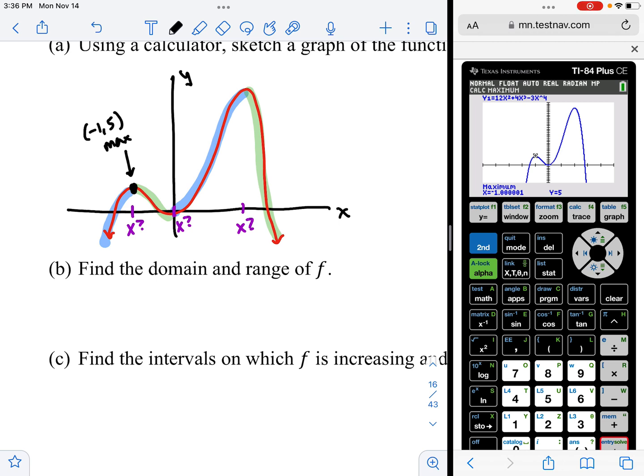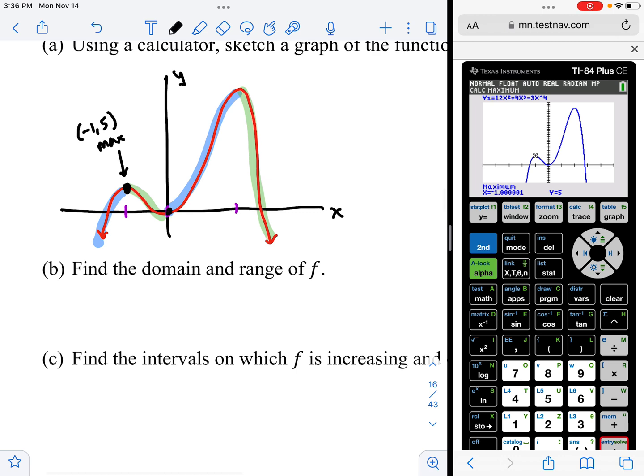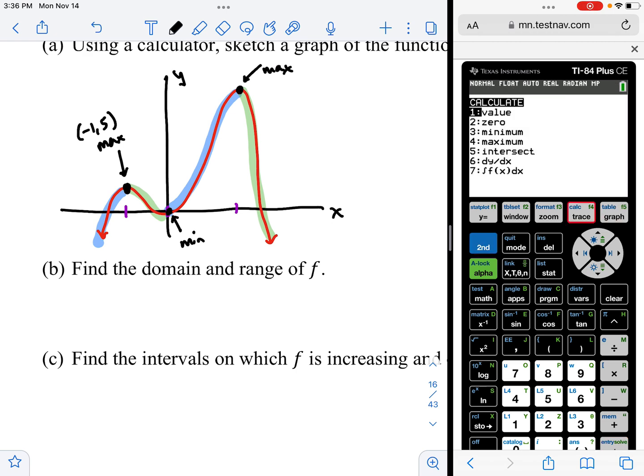And then we would do the same thing with our minimum, which is that one in the middle there. So the minimum is here. And then we have another maximum right there. So I'll walk you through each one of these. I'll do the minimum next.